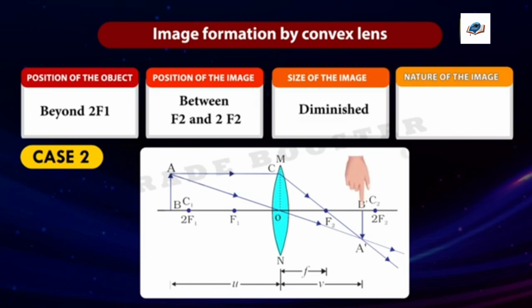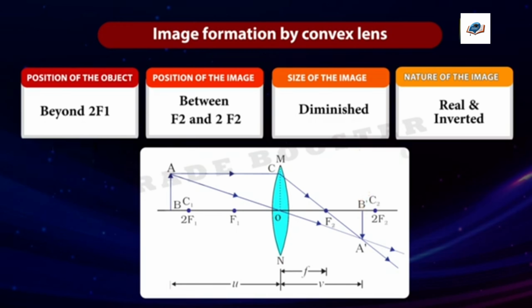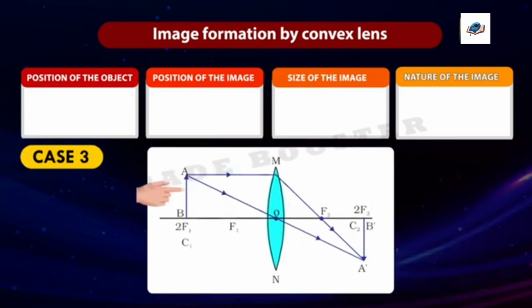Case 3. If the position of the object is at 2F1, the position of the image will be at 2F2. The relative size of the image is the same. The nature of the image is real and inverted.